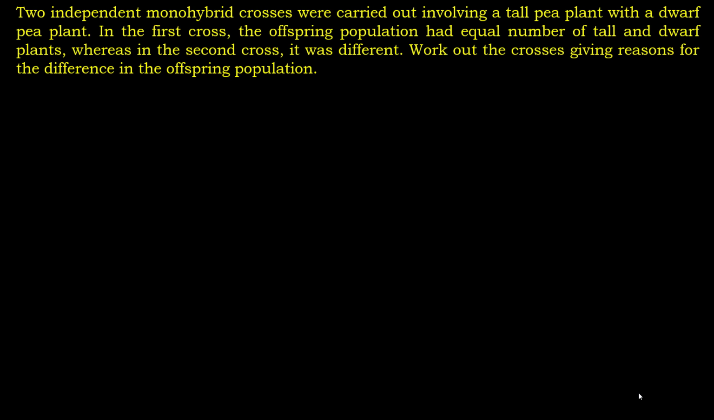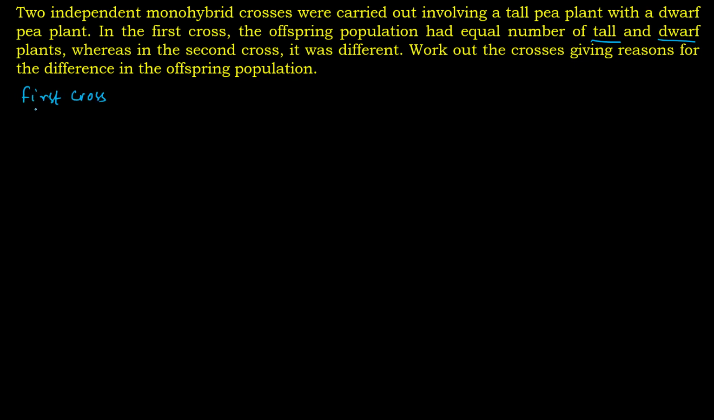The question here is: two independent monohybrid crosses were carried out involving a tall pea plant with a dwarf pea plant, and in the first cross the offspring population had equal numbers of tall and dwarf plants, whereas in the second cross it was different, the number of tall and the number of dwarf were different. Work out the crosses giving reasons for the difference in the offspring population. So let's talk about the first cross.